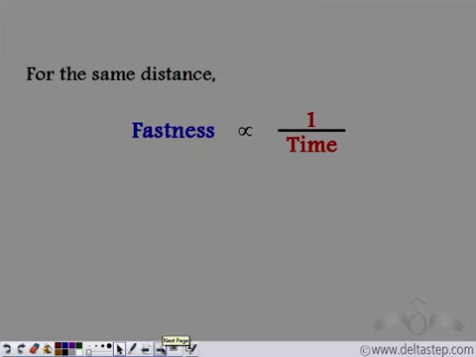So we can say that for the same distance, which was 1440 kilometers in our example, fastness is inversely proportional to time. So as time taken increases, fastness decreases. And the other way around. That is, as time taken decreases, fastness increases. This is true for the same distance. That is, if we keep the distance constant.